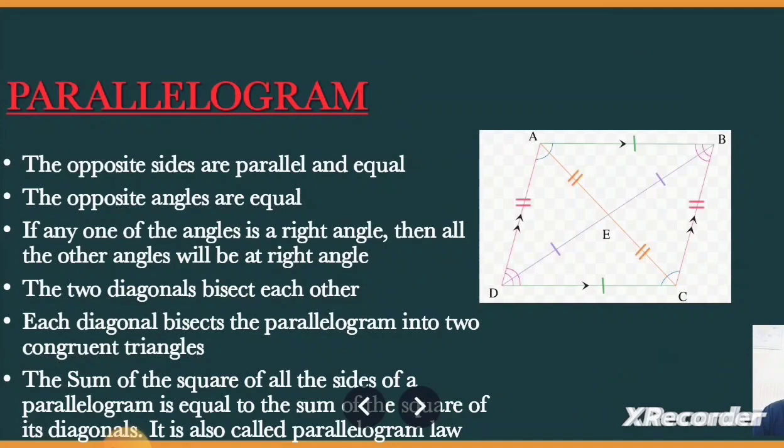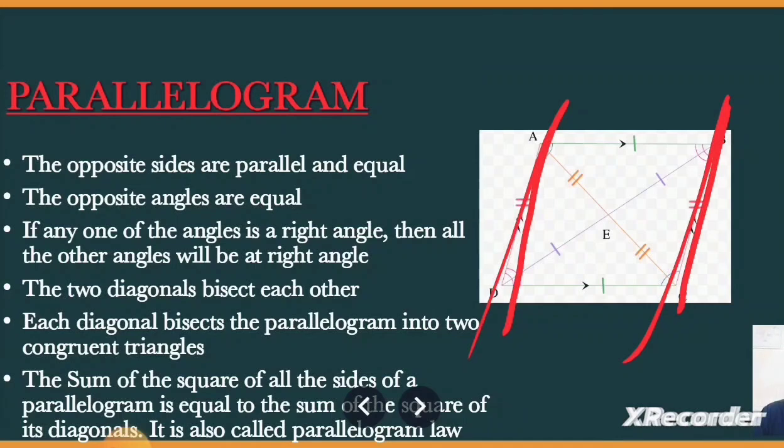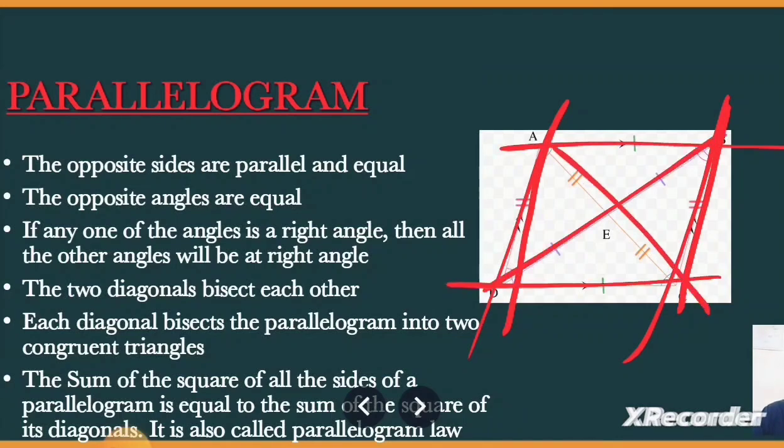Next, parallelogram. In a parallelogram, all the opposite sides are equal and parallel to each other, and the diagonals meet at a point E. If any one of the angles is equal to 90 degrees, the remaining three angles are also 90 degrees, and the opposite angles are also equal, like a rhombus.